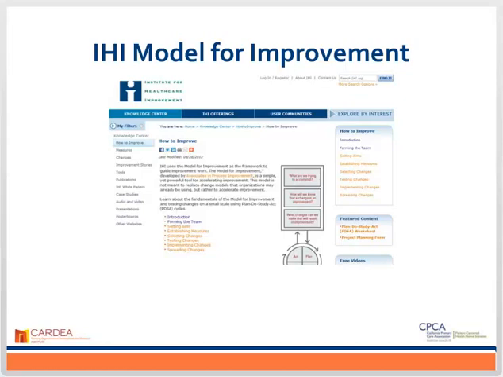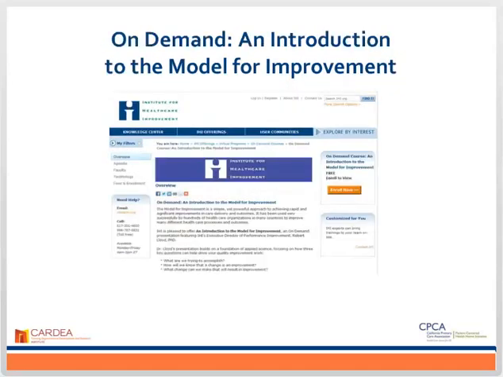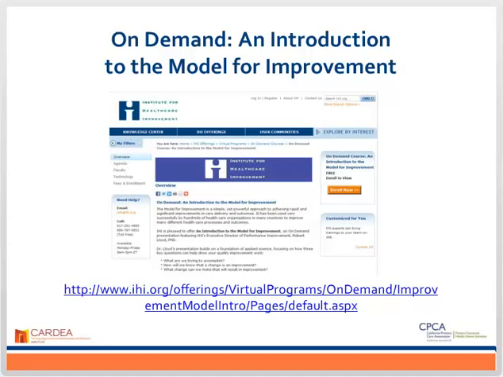If your board is not familiar with the IHI model for improvement, IHI has a number of resources on its How to Improve page. A link to the How to Improve page is on this slide. IHI's resources include the on-demand course, An Introduction to the Model of Improvement. A link to the course is provided on this slide.